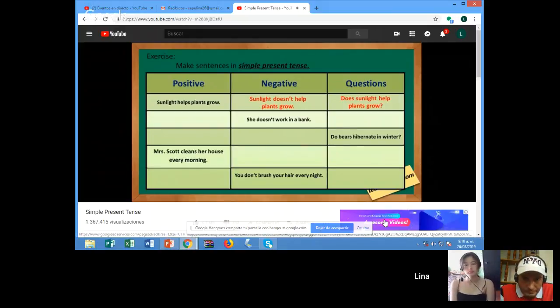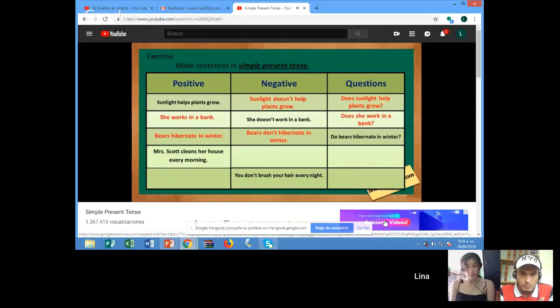The second one: she doesn't work in a bank. The positive statement should be she works in a bank. And the question is, does she work in a bank? The third one: do bears hibernate in winter? The positive statement should be bears hibernate in winter. And the negative statement should be bears don't hibernate in winter.